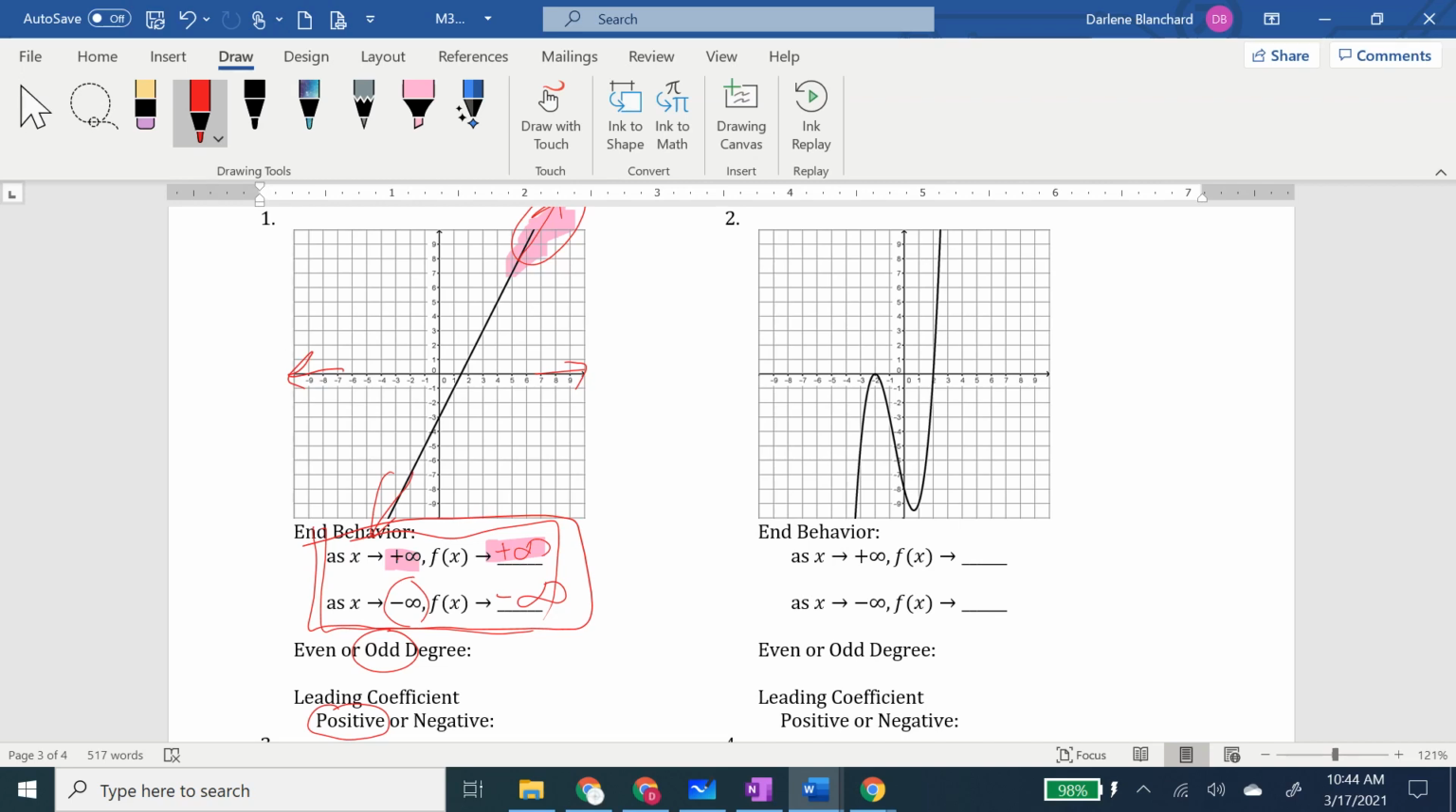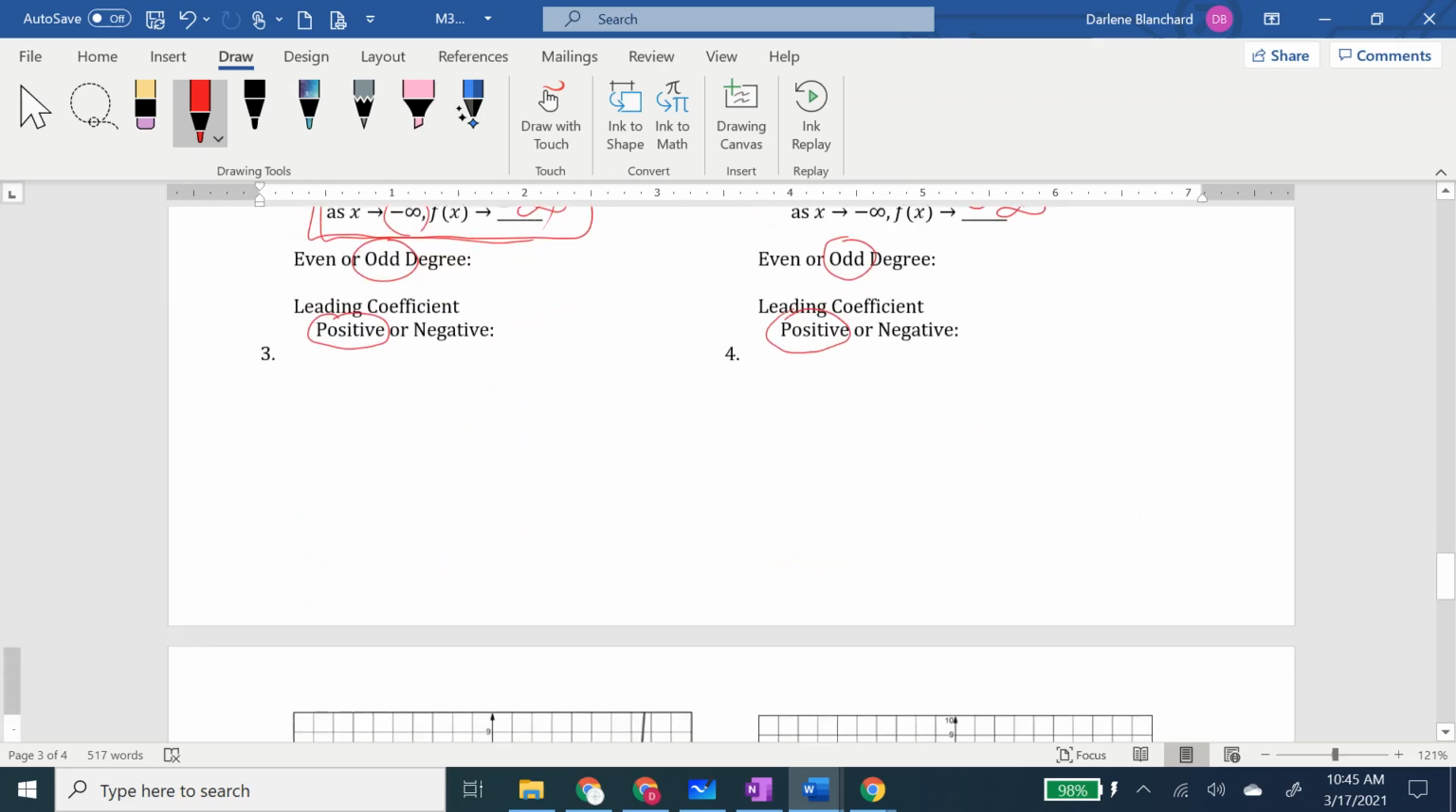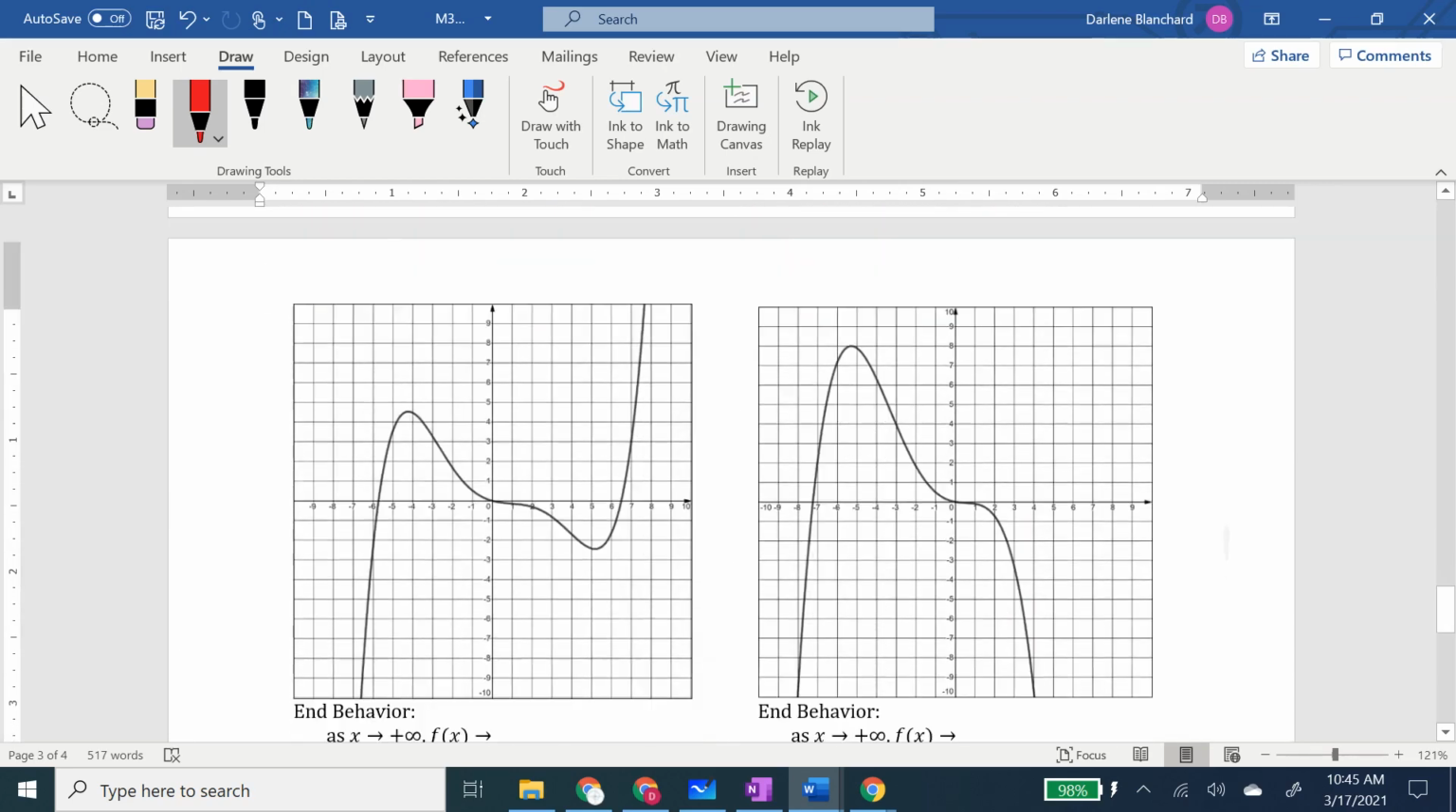Now, next polynomial, look at the graph. You can see that the right end goes up, the left end goes down, and if those are opposite, you have an odd degree. The leading coefficient is positive because of the right end heading up.